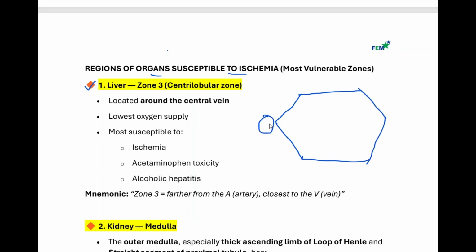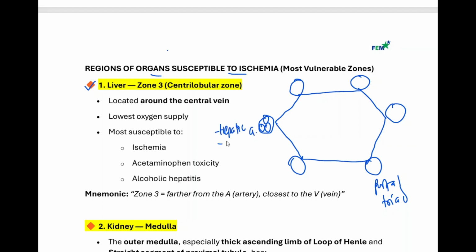Around each of the hexagonal shape, we have our what? We have the portal triad. And in each of these portal triads, we have the hepatic artery, the portal vein, and the common bile duct, right?